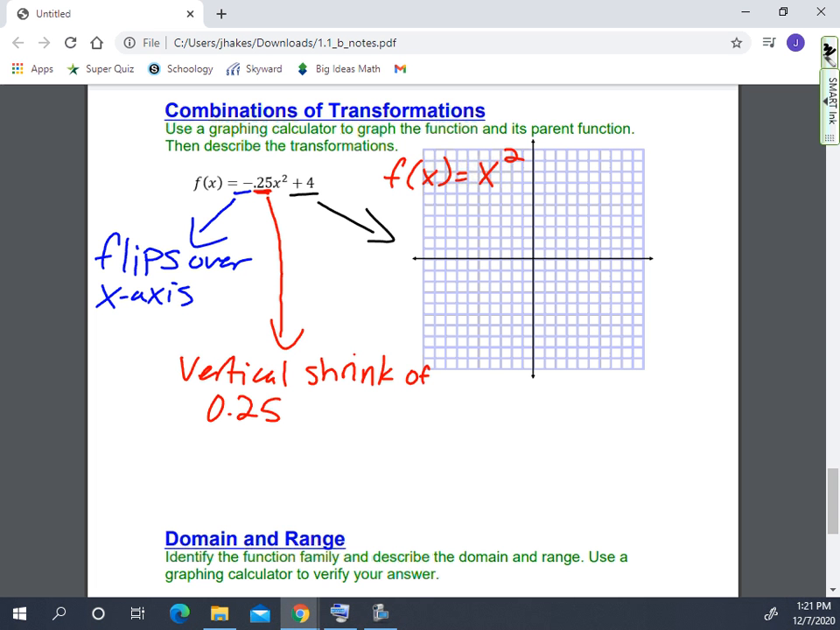And our last one, plus 4, does that move it left or right or up or down? I can't remember. Which one is it? Well, if you don't know, graph it. But I know that if it's outside my function, it's being added at the end, plus 4, that's going up 4 units. Yeah?